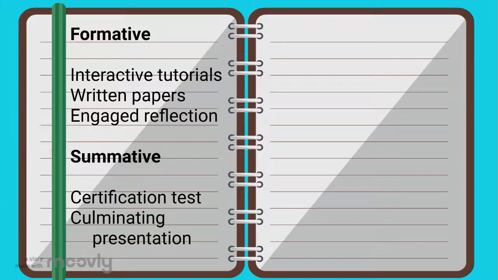A big component of the course design was the assessment and what the evaluation plan would be. There were formative assessments, such as the interactive tutorials, the written papers, and the engaged reflection posts. There were also summative assessments: the certification test for plagiarism acknowledgement, and a culminating presentation.